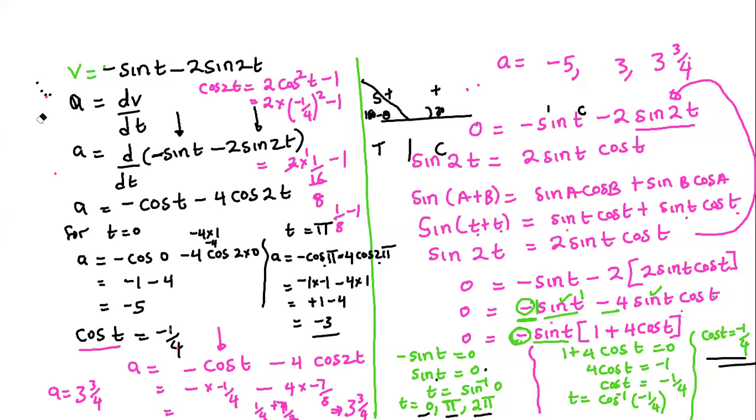Then I want to put the units. Now you remember acceleration is velocity out of time. This was in centimeters per second out of seconds. So that means that you'll have centimeters per second squared, centimeters per second squared, and centimeters per second squared.